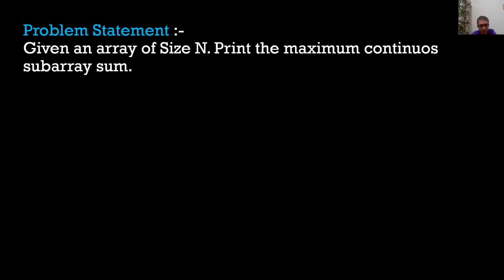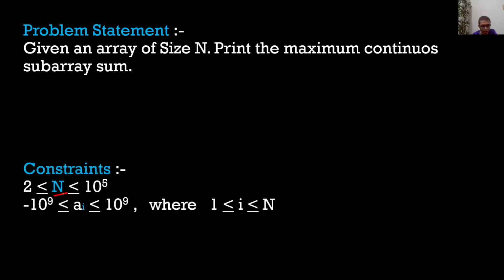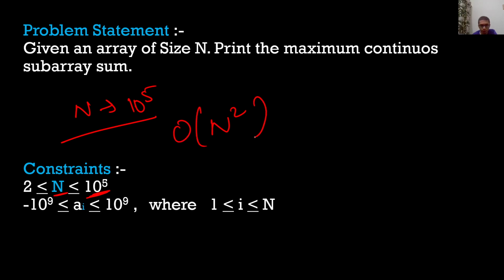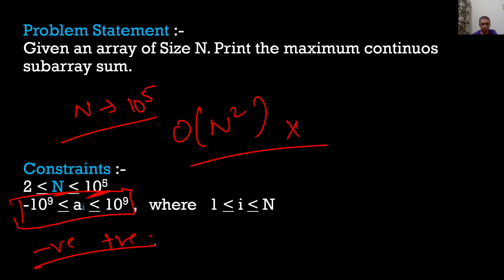So in this case, our answer would be 4. Now let's move on to the constraints. The size of this array could be as big as 10 to the power 5. So n could be as big as 10 to the power 5. Hence, an n square approach would not work in this case, right? And also the array elements could be negative as well as positive, right?